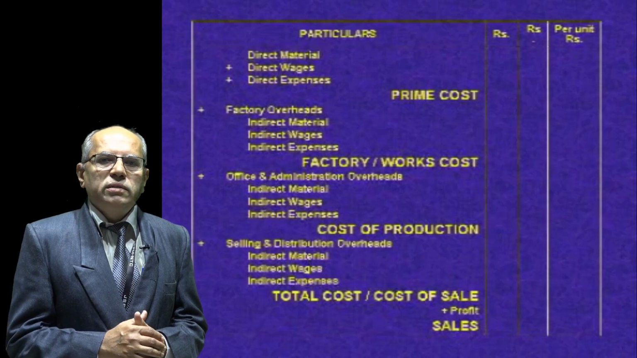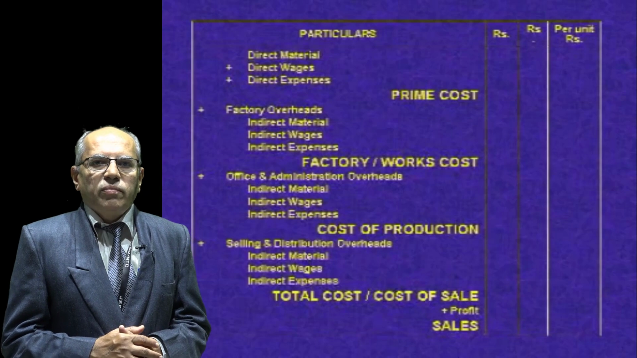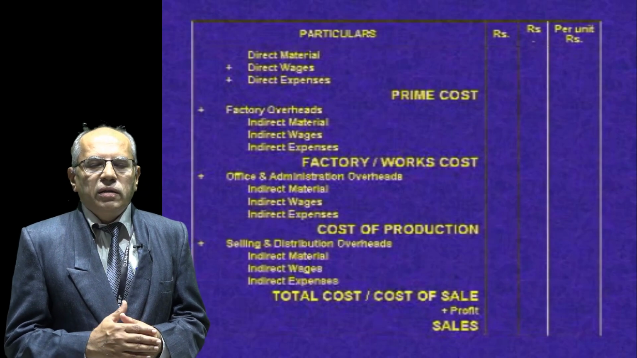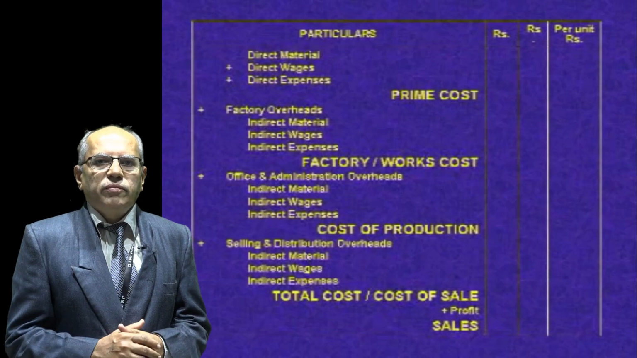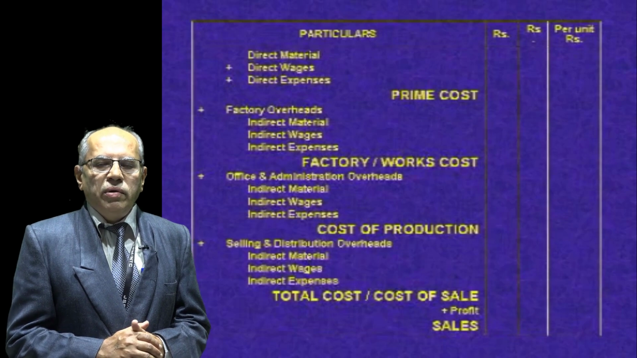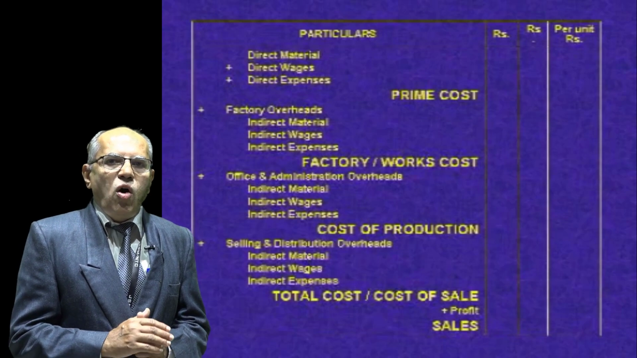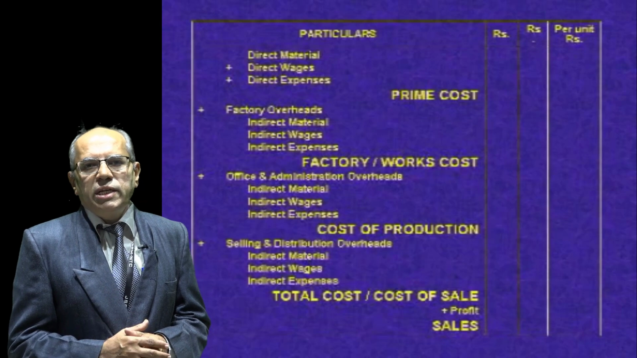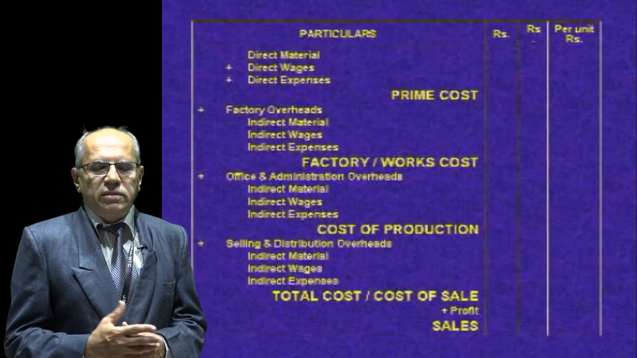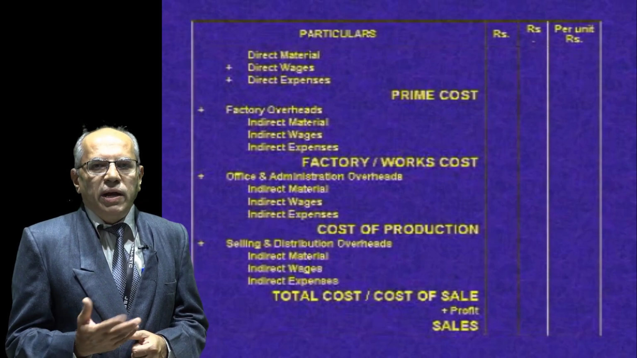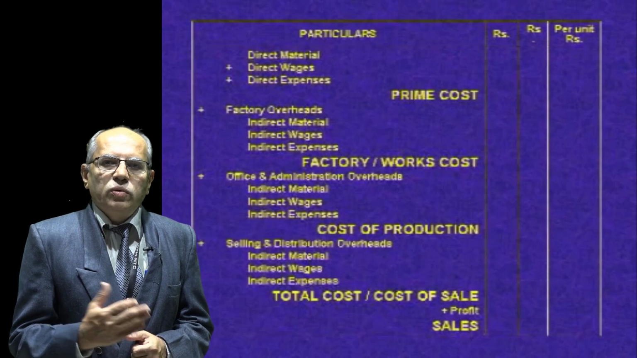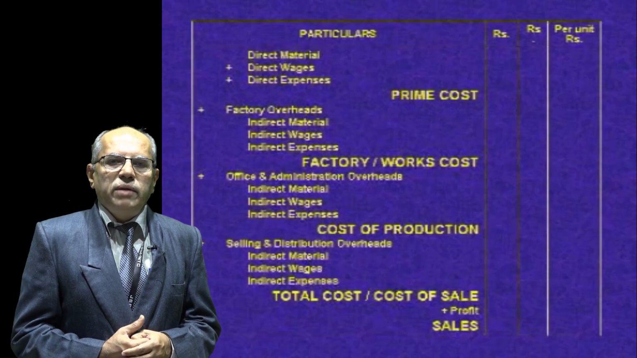The second one is office and administrative overhead. Whatever expenses are incurred in the administration phase are termed office and administrative expenses, such as printing and stationery, fax charges, or maybe letterhead printing. So these are examples of office and administrative overheads.